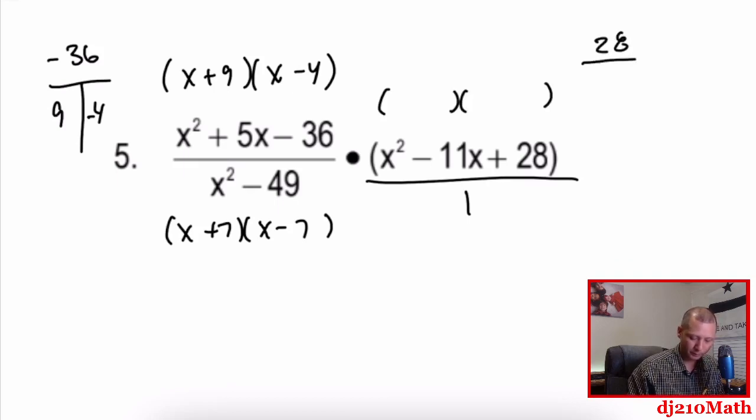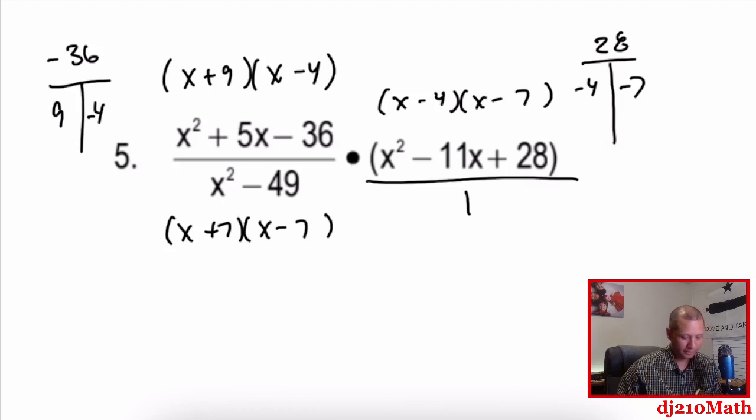So to factor this, two numbers that multiply to make 28 that add up to 11. 7, 8, 9, 10, 11. So 4 and 7. It's positive, but it needs to be negative. So negative 4, negative 7. So x minus 4, x minus 7. Okay, everything's fully factored. There's no more separation that we can do.